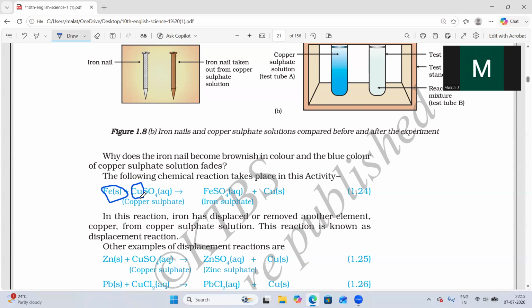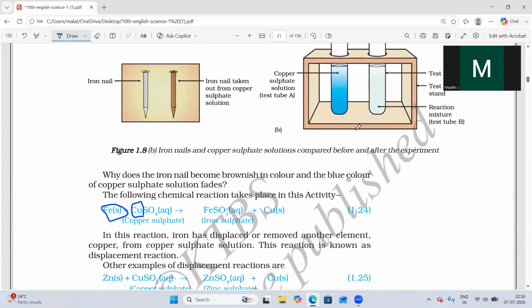If you are standing somewhere and the person in front of you is stronger than you, he will replace you. It is like that. So if iron is more reactive than copper, iron replaces copper, and as products you will get iron sulfate and copper separated.